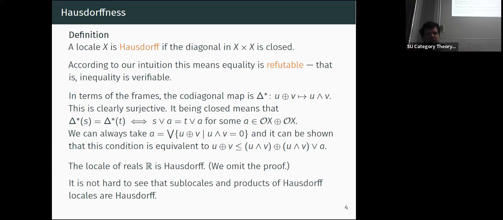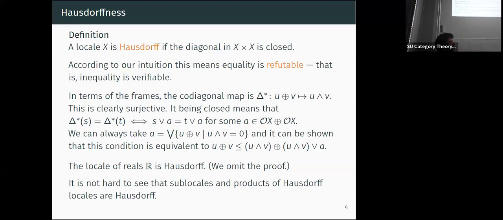And similarly for products. If you want to think in terms of this verifiable interpretation, you might say, well, if we can tell two points are apart in the entire space, we can also tell them apart in a sublocale. And for products, if they differ, then they must differ in some component, and then you can just tell them apart in that component. So I think there are many ways to see that this should hold.